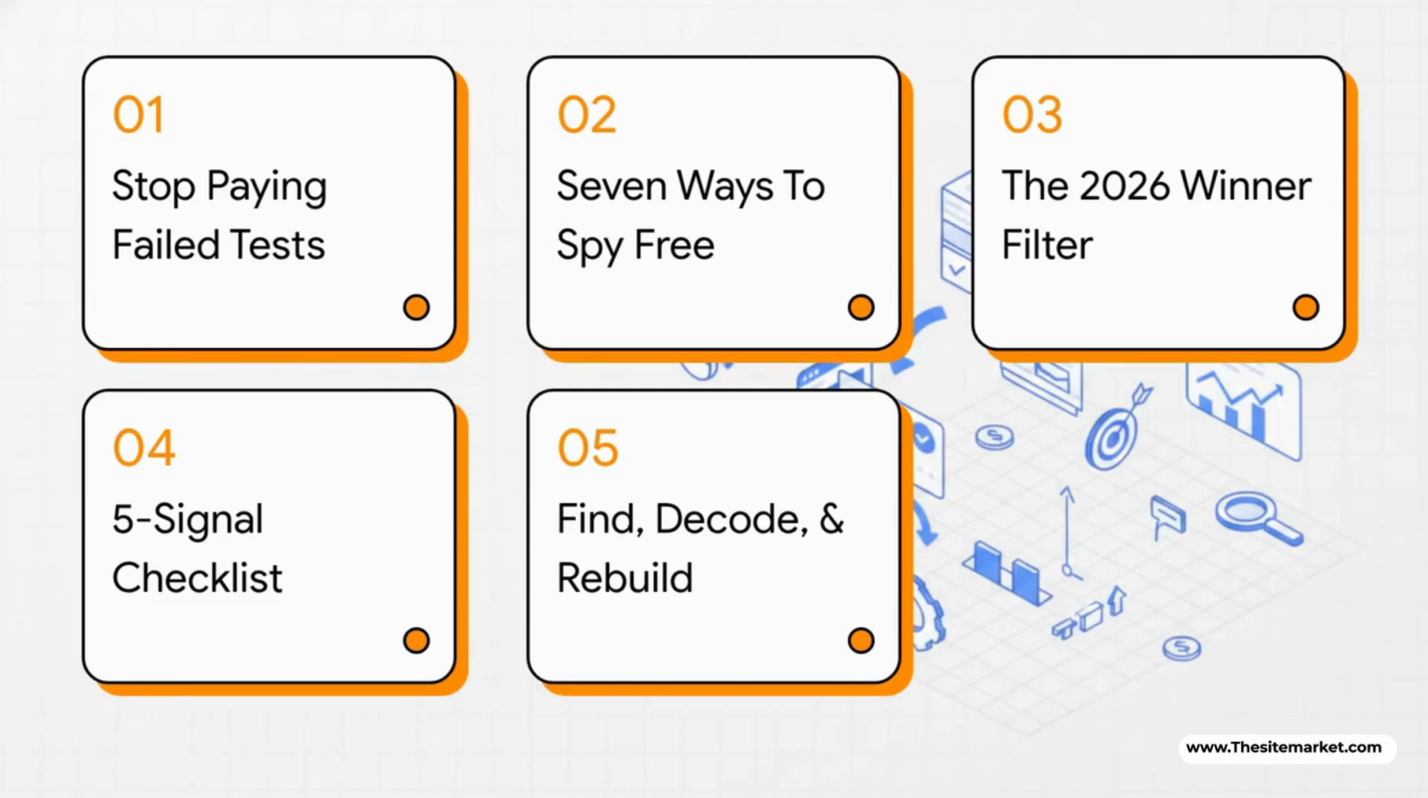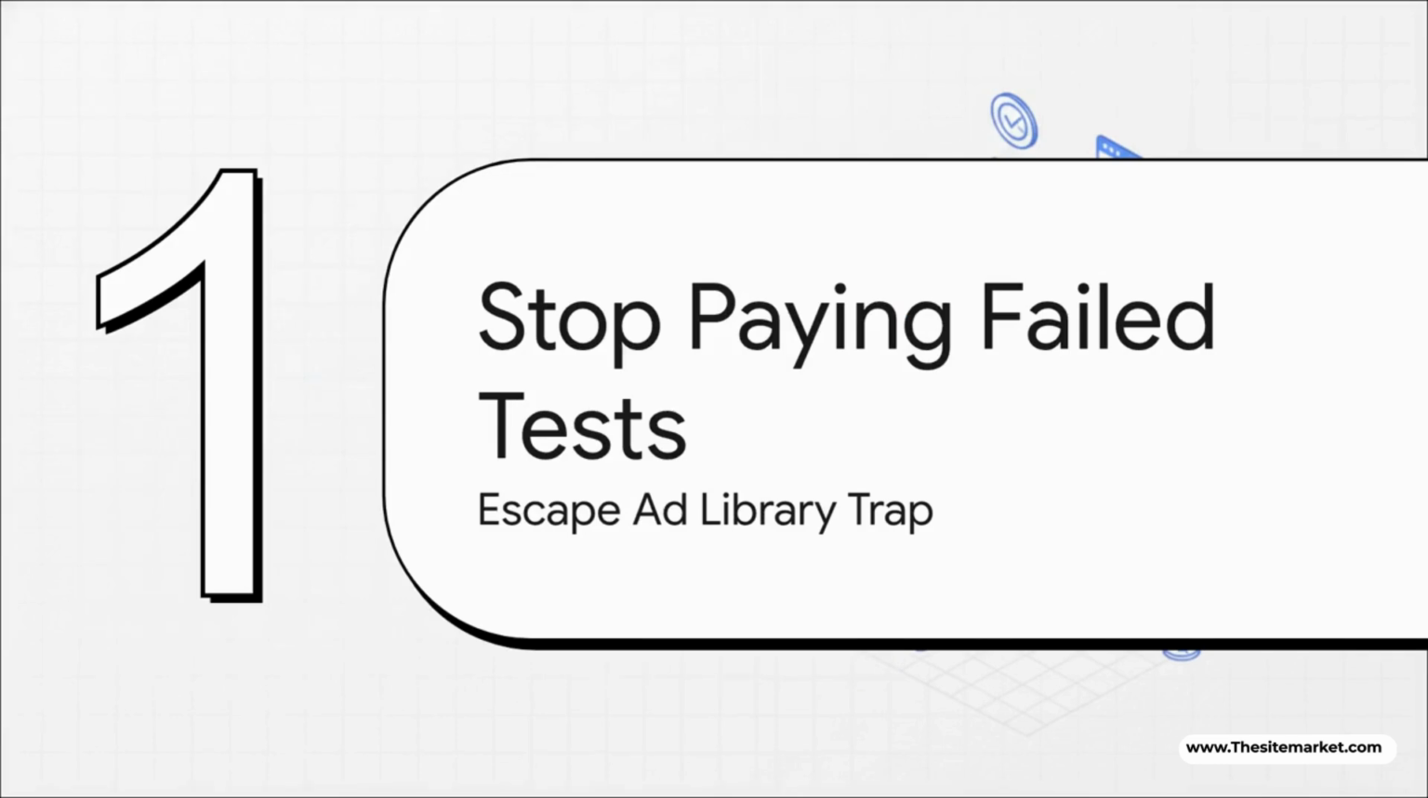So here is our playbook for today. First, we'll cover how to stop paying for failed tests. Then, 7 ways to spy for free. Next, the 2026 winner filter, followed by our 5 signal checklist, and finally, find, decode, and rebuild. Let's get right to it. Section 1. Stop paying for failed tests and escape the ad library trap. Because just scrolling aimlessly through a brand's ads is exactly why you're wasting hours copying things that don't work.